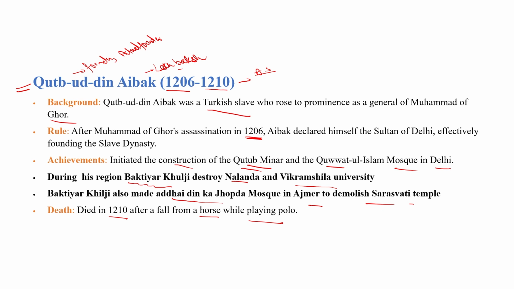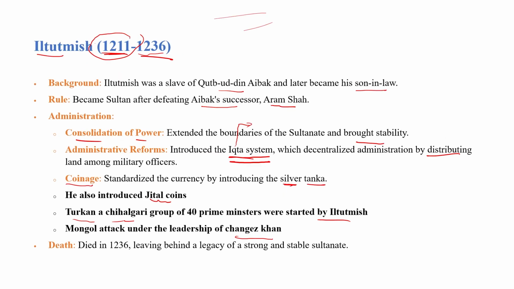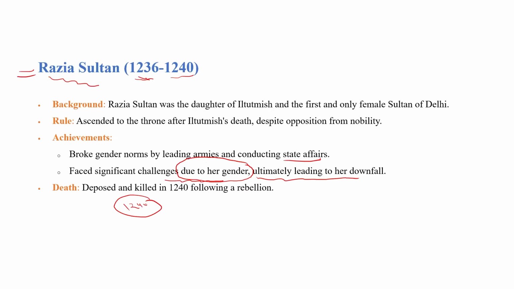While playing Chogan or polo, he fell from the horse and died in 1210, and later Iltutmish became the next powerful ruler. Iltutmish started the Ikta system, meaning distributing land among military officers as a salary, as well as the Taka and Jital system, meaning two types of coins, silver and copper. Also, Turkan-e Chihalgari, a group of 40 main ministers, was started by Iltutmish, and the first Mongol attack on India was under the leadership of Genghis Khan during the time of Iltutmish.